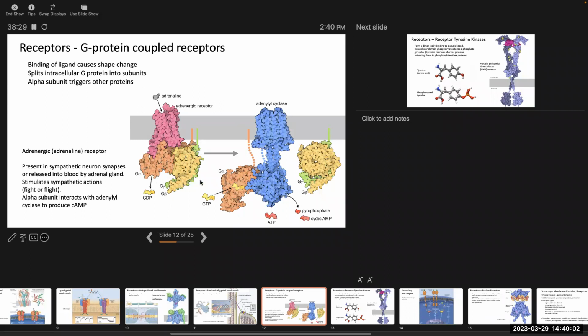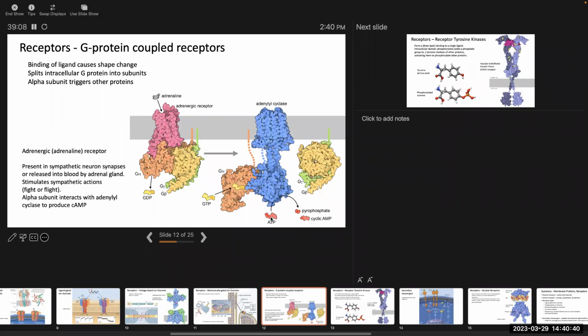The alpha subunit then will move and bind to some other enzyme, some other protein inside the cell. In this case, I believe, this is the most common one. This is an enzyme called adenylyl cyclase, which converts ATP into a phosphate molecule and something called cyclic AMP.